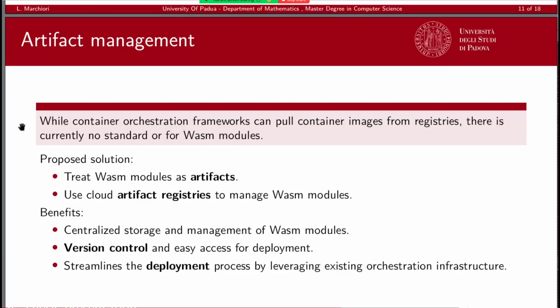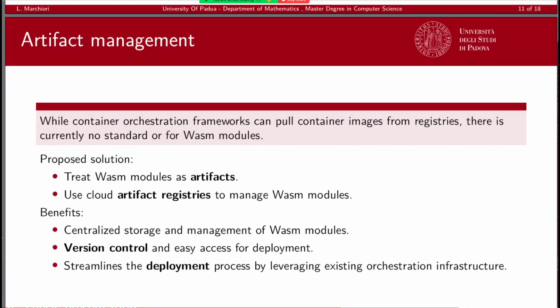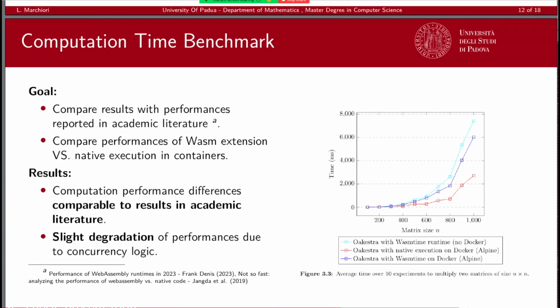So with cloud artifact registries, we have version control, we have a centralized storage for WASM modules that can be reached from the nodes where we want to deploy the WASM modules. And so I think that is a pretty good solution for now, at least while there is no standardized way of managing WASM modules. So we did some benchmarking to be sure that our results aligned with the literature.